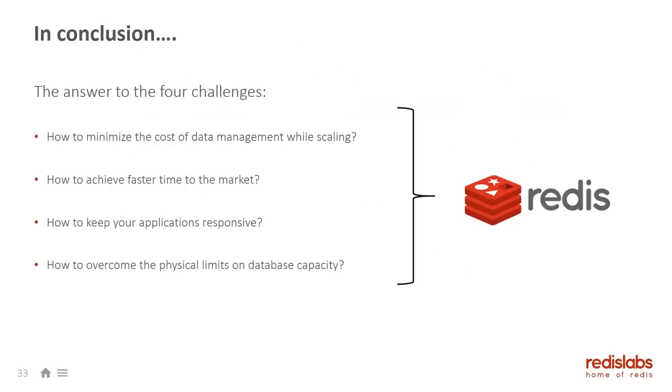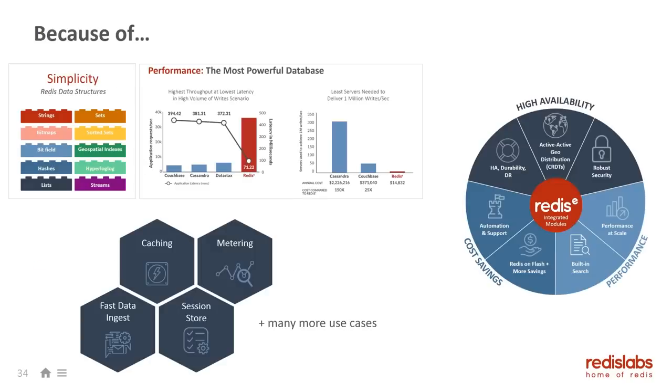Right. So in conclusion, we talked about four challenges, and the answer to the four challenges is obviously Redis. We say Redis because of these reasons: simplicity, we talked about Redis data structures, and performance. Redis beats all other databases in performance, and it's extremely fast. Being an in-memory database, it can perform 1 million writes or reads per second, or even multi-million reads or writes per second. It can support many use cases, ranging from caching, session store, fast data ingest, and metering. And we also talked about Redis Enterprise, which you can deploy for your enterprise needs.